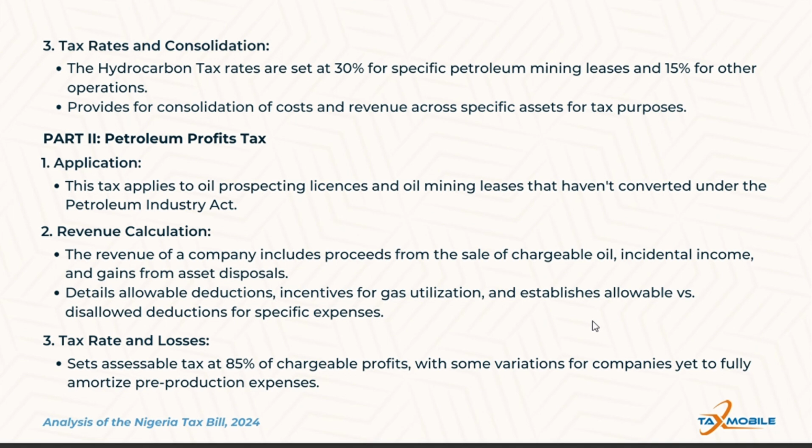Now, the base tax rate is set at 85% of chargeable profit for most companies. Special considerations apply to companies that have not fully amortized their pre-production expenses, ensuring fair treatment during the recovery phase. So the impact of this is that high-profit companies contribute significantly to national revenue, while companies in their early operational phases are given relief.